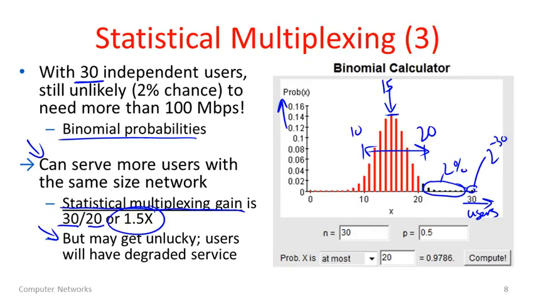Now here, if we get unlucky and more than 20 users want to use the network, maybe the users will have slightly degraded service and they'll get 4 megabits per second instead of 5. And this might be okay sometimes. So you can see the attraction of this idea: statistical multiplexing and this resource sharing is important in the design of networks to make them cost effective, even though my example is a little simplistic.